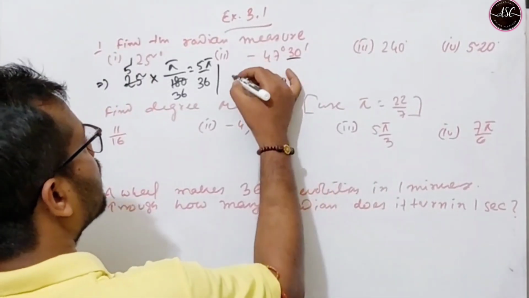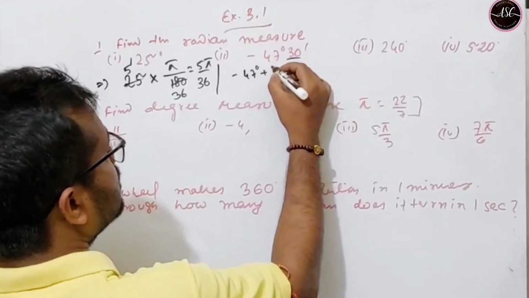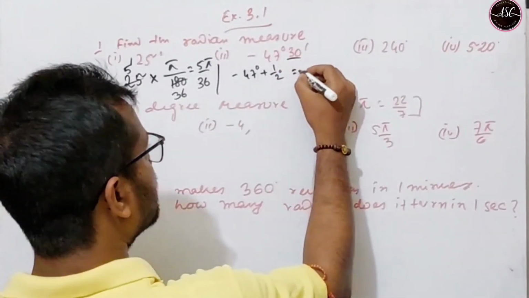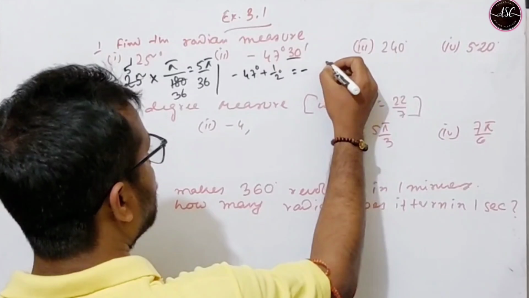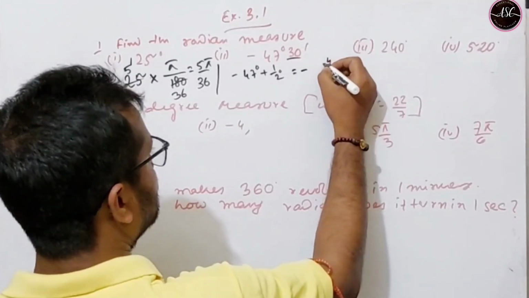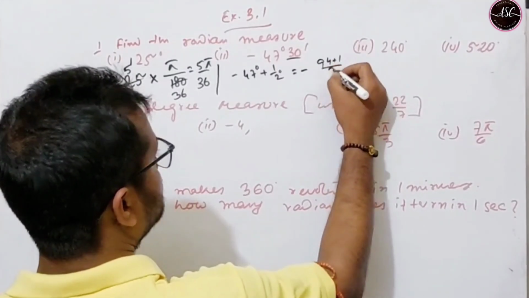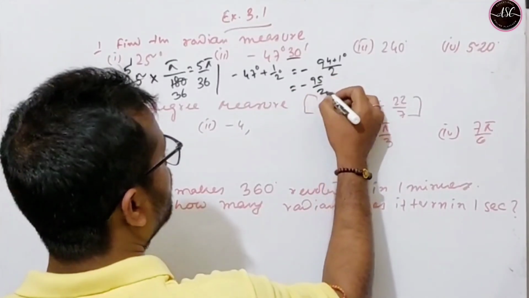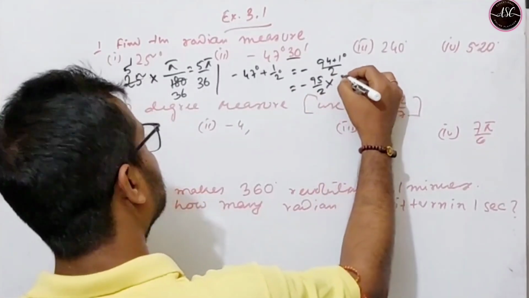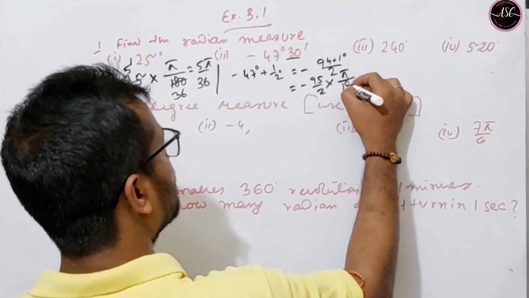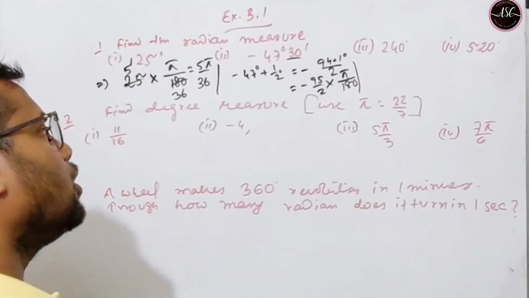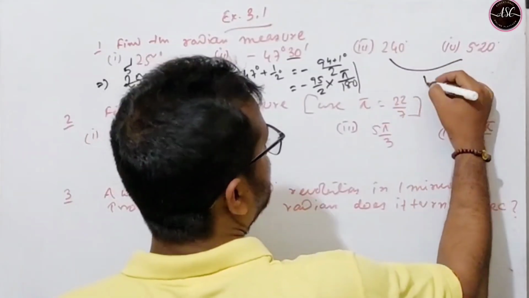Now for the second, we have to convert this minute to degree. So we get minus 47 degree plus half degree, that means 30 by 60. So we get minus 95 by 2 degree multiplied by pi by 180. Just simplify this and get your radian value. Okay, these two are your homework.